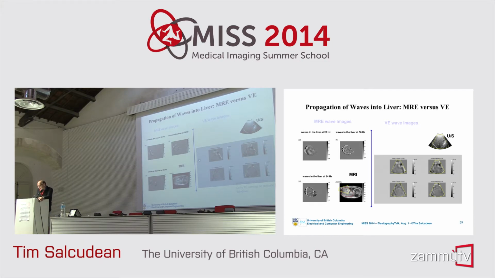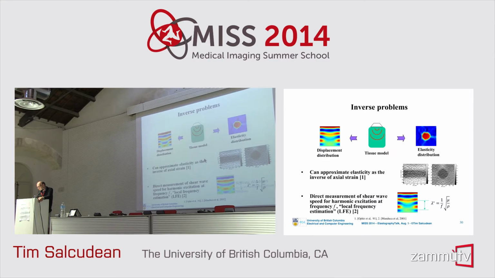So we can generate waves with MR as well using motion encoding gradients. This is a wave image through the liver. Here are corresponding images that are obtained through ultrasound. So they are fairly similar from MR and ultrasound. Okay. So now we can start looking at some inverse problem.